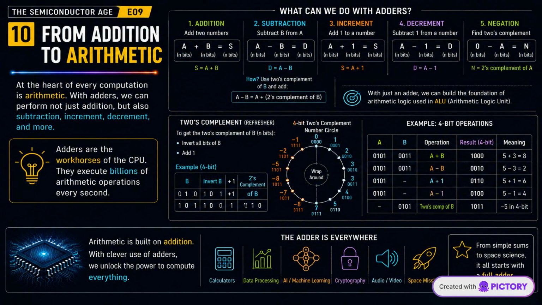Addition is only the beginning. By combining logic gates and arithmetic circuits, hardware can perform subtraction, comparisons, shifts, and other operations. These functions come together inside the arithmetic logic unit, or ALU.